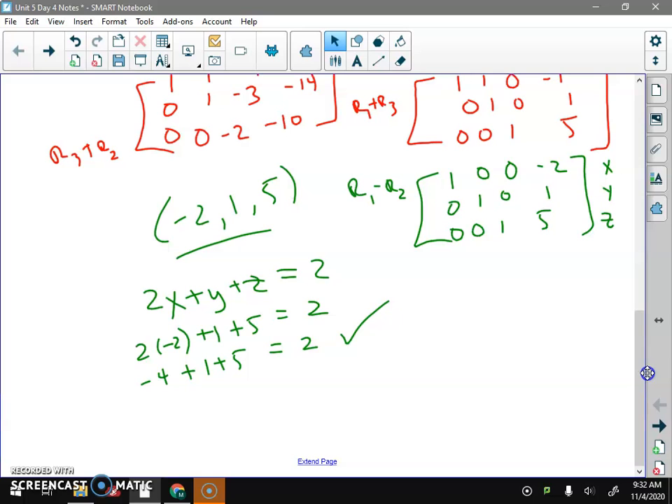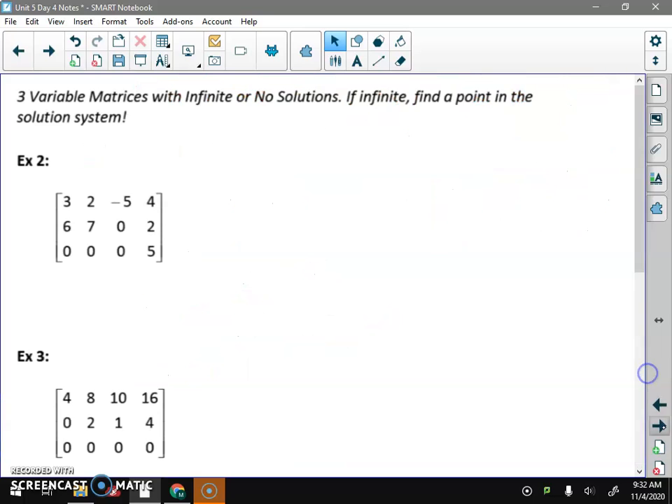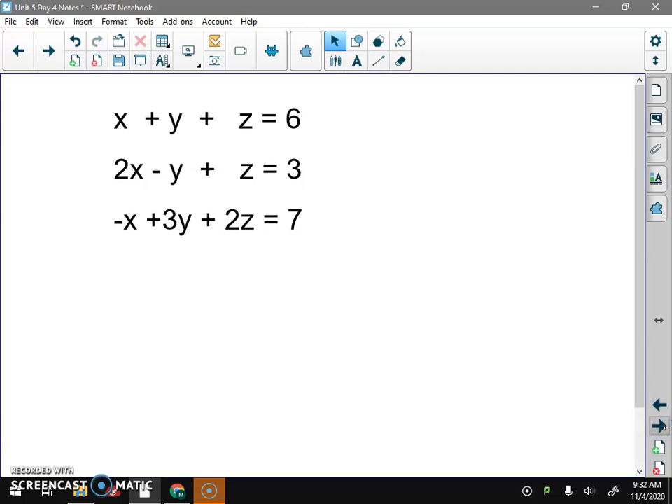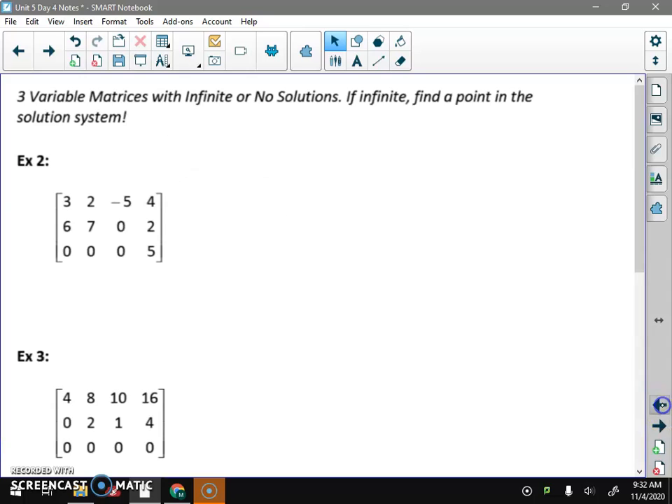I got another one here for you. You can practice this one in a little bit if you want to. I'll give you the answer in a second, but I want to move back to this. How does it show up to be a no solution? How does it show up to be an infinite solution?